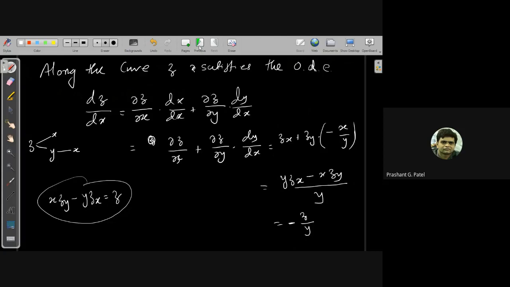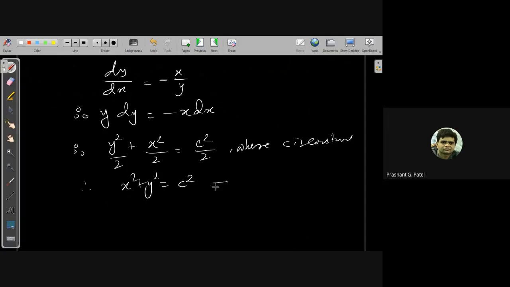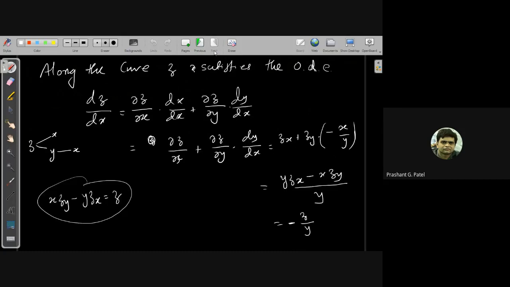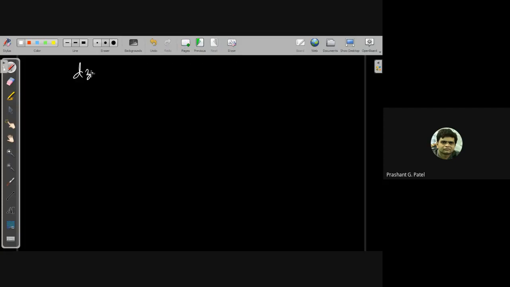But from the previous situation, we can obtain the value of y, that is the square root of c square minus x square. I am considering the positive square root. So hence we got dz by dx is equal to minus z by y, and the value of y we can obtain from the given situation is square root of c square minus x square.